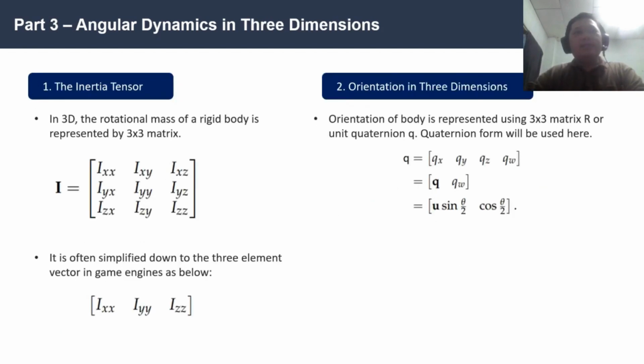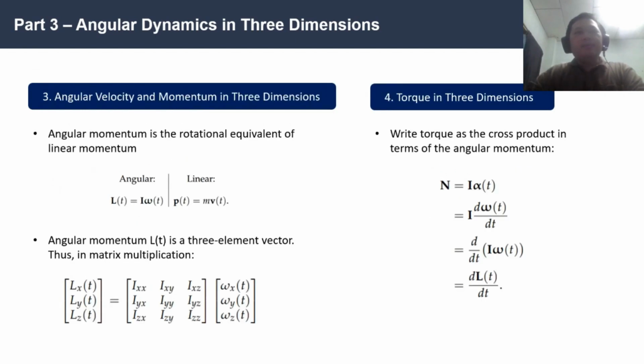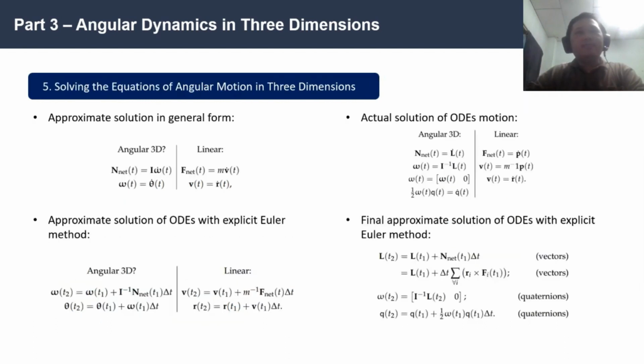In part 3, also the angular dynamics in 3D, we need to use the inertia tensor to calculate the motions, and the orientation in 3D uses a matrix or a unit quaternion. The angular velocity and momentum in 3D are given by the solution below, and the torque in 3D is more complicated than in 2D. So these are the equations used to solve the angular motion in 3D.